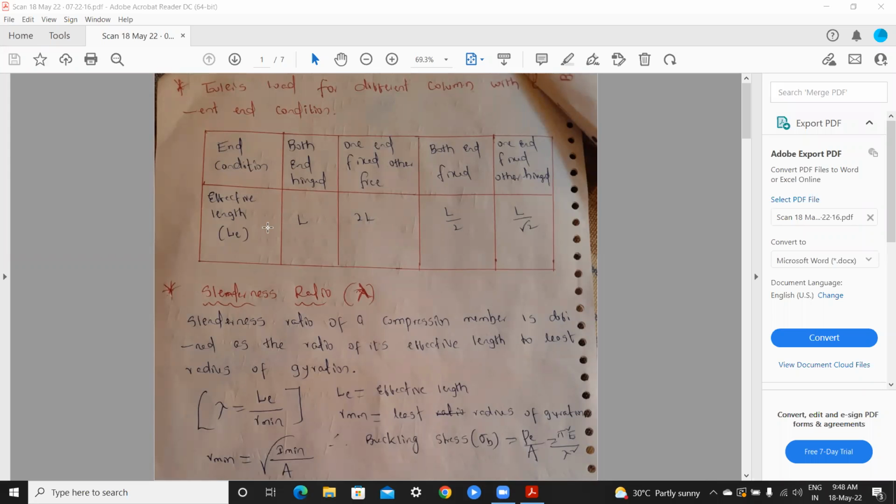Slenderness ratio of a compression member. A column is always a compression member. There are short columns and long columns. The slenderness ratio of a compression member is defined as the ratio of its effective length to its least radius of gyration. So the formula is lambda equals effective length divided by least radius of gyration. We'll see how to solve a problem with this.